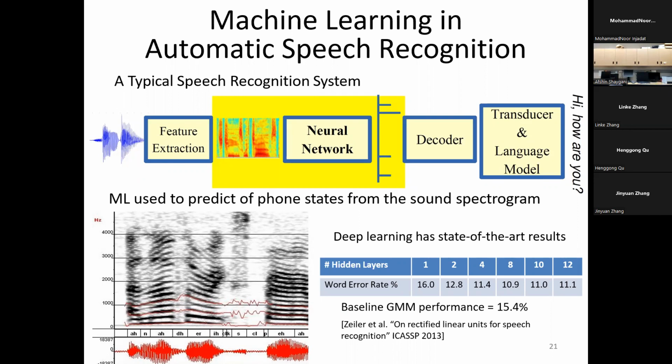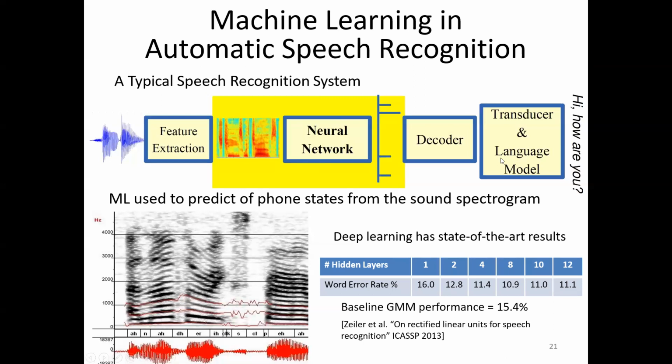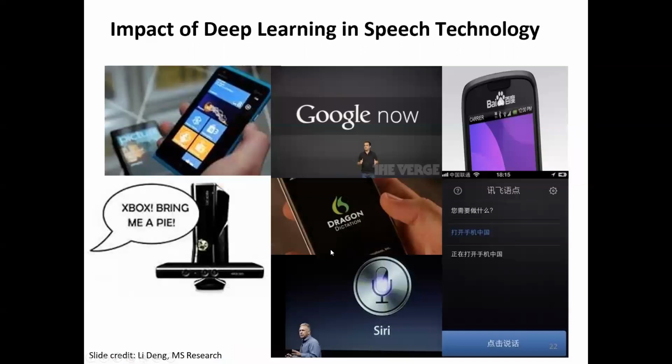So we enter it to a neural network, then we'll use a decoder. Then the neural network models will be trained and start being used, the same as the one that we are using here in Zoom. And the model is used to predict phone states from the sound spectrum, so it could be used in voice. The impact of deep learning in speech technology.